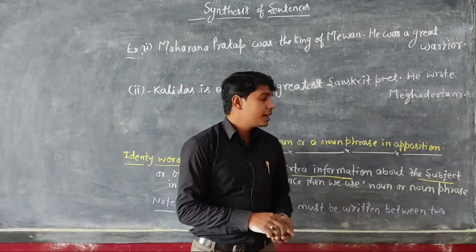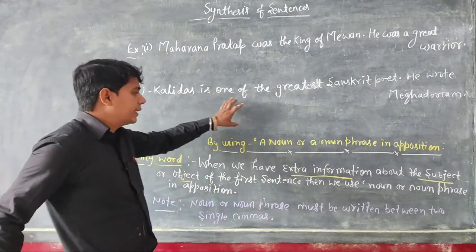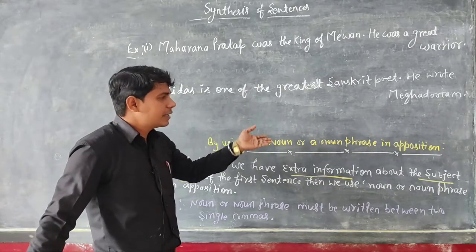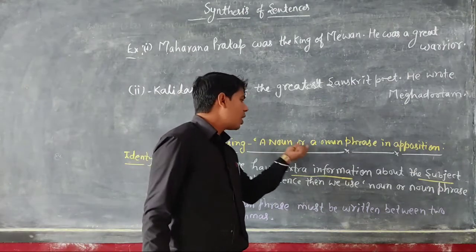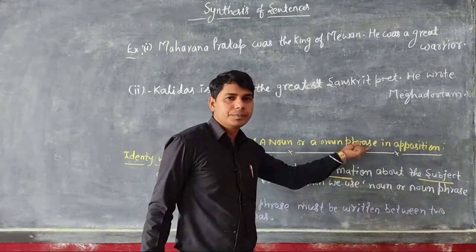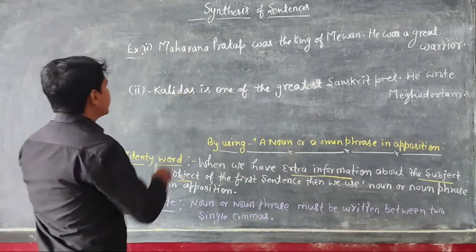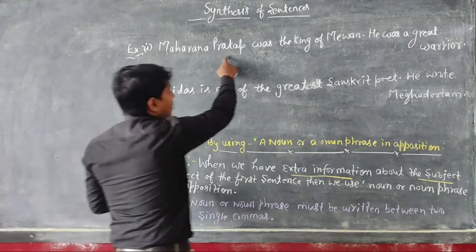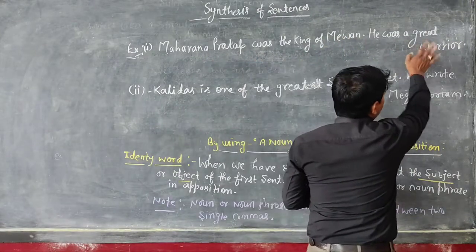Okay dear students, let's understand how to join two or more than two simple sentences into a new simple sentence by the help of a noun or a noun phrase in apposition. I have two sentences for you as an example. Example number one: Maharana Pratap was the king of Mewar. He was a great warrior.